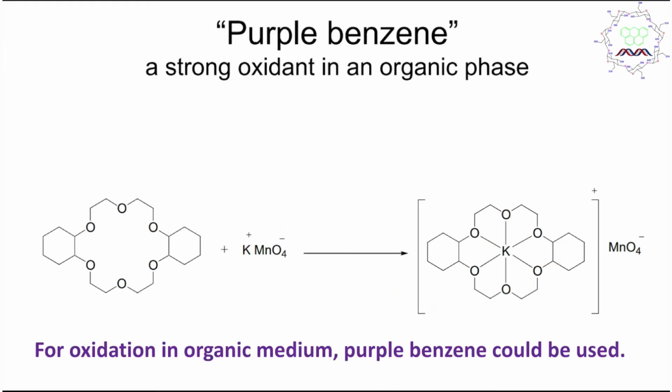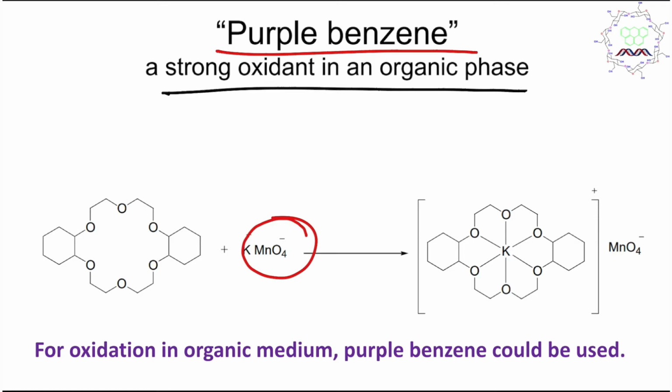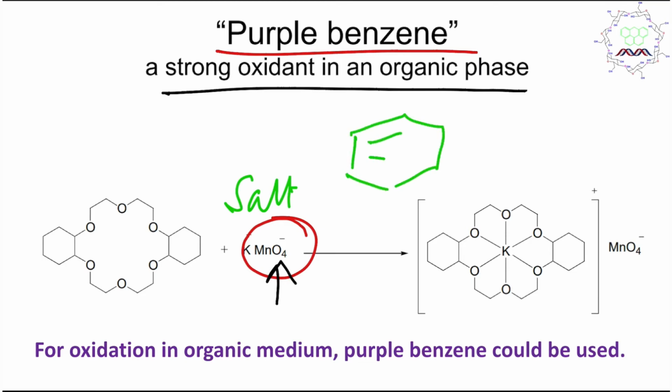Now another example is purple benzene. By the way, students, benzene is colorless. Purple benzene means the presence of the permanganate anion. I shall not say potassium permanganate, it's the permanganate anion, because permanganate is coloring, and it is a strong oxidizing agent. If you want to do an oxidation reaction using permanganate as an oxidizing agent, in benzene the reaction will not happen, because permanganate is a salt, so it will not dissolve in benzene, which is an aromatic hydrocarbon.